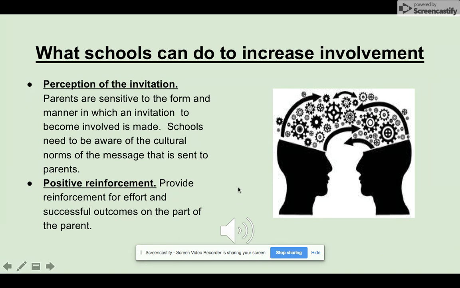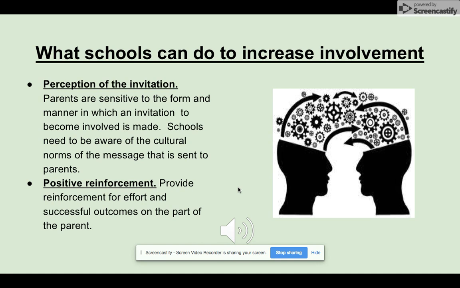We looked at some really great ideas to help increase parent involvement on school campuses. But another important aspect is the perception of the invitation. How are we inviting our families to participate at our schools? And also, what happens after they participate? Is there some kind of positive reinforcement to help them come back again and want to participate more?